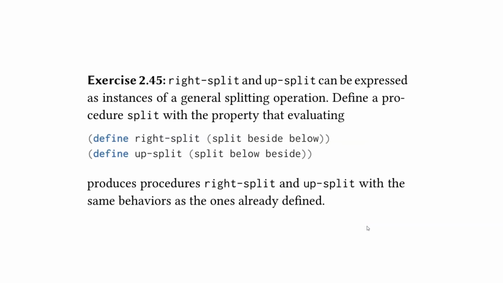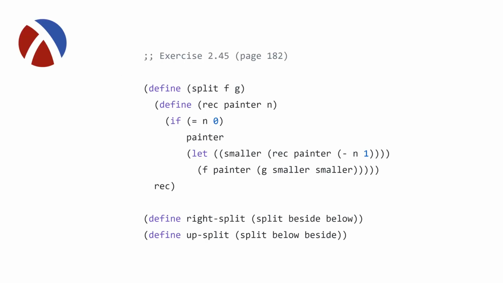And that leads us to our final exercise that we're going to be covering, and it states, exercise 2.45, right split and upsplit can be expressed as instances of a general splitting operation. Define a procedure split with the property that, evaluating the 2 following procedures, produces procedures right split and upsplit with the same behaviors as the ones already defined. So pretty straightforward if you've been following, because we've had exercises like this before in chapter 1.